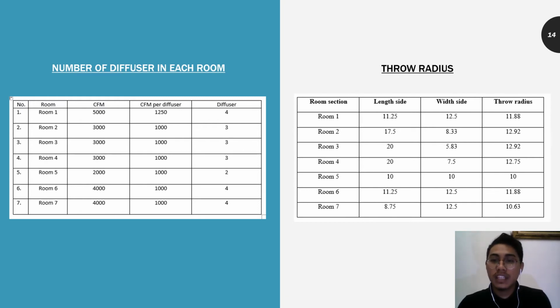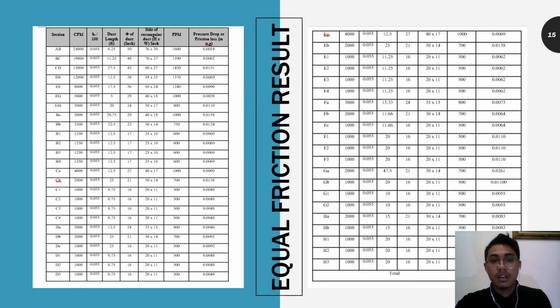And on the right is the throw radius. For room 1 it is 11.88, room 2 is 12.92, room 3 is 12.92, room 4 is 12.75, room 5 is 10, room 6 is 11.88, and room 7 is 10.63. As I said about how to get it, just add the length side and the width side and divide by 2. For more detail, please refer to the final report.